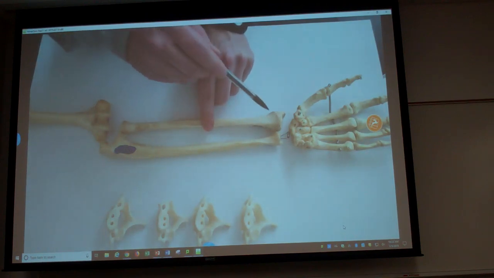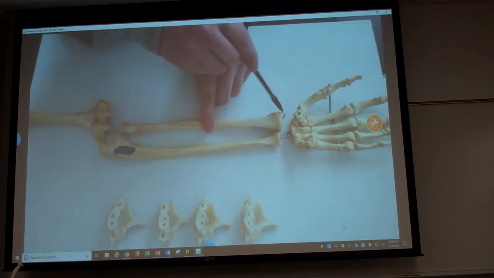Down at the bottom, we've got a pointy part. We've got a styloid process. Remember, we had a styloid process on our skull. Pointy part, kind of like a stylus, like a pen. Same thing on our radius. Styloid process.